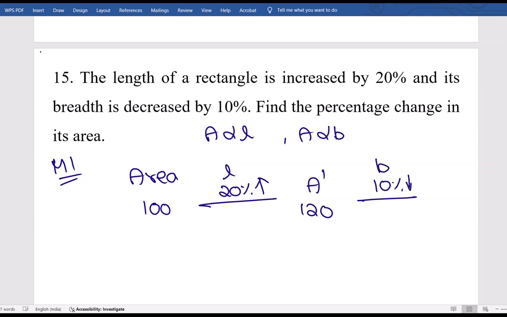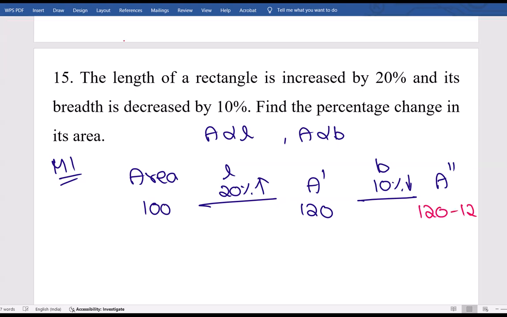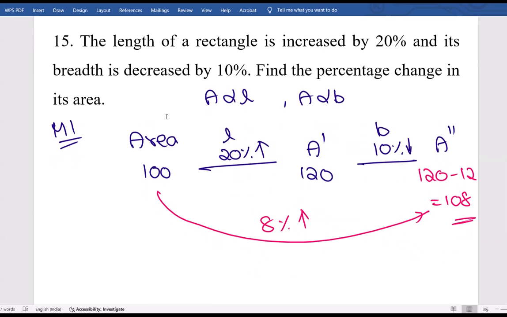Next, breadth decreased by 10%. As area is directly proportional to breadth, when breadth decreases, area should decrease. Area is how much now? 120, and 10% decrease means minus 12. 120 minus 12 is 108. Area was initially 100, now it becomes 108, an 8% increase. The answer is 8% increase, not 10%. This is one method. Sir, I am not happy with this, so I'll give another method also. No problem.